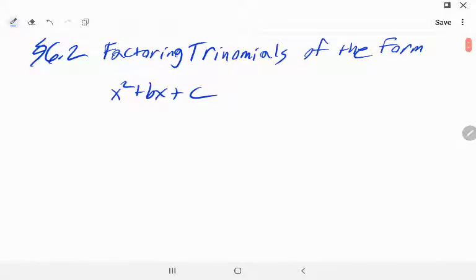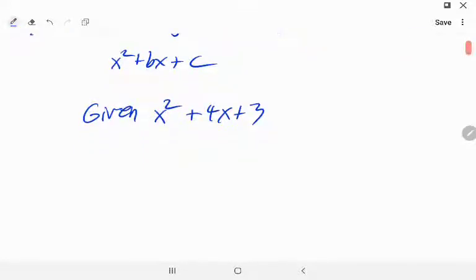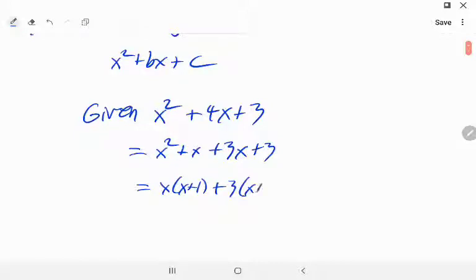What we end up noticing is that if we had given x squared plus 4x plus 3, we could break that up as x squared plus x plus 3x plus 3. We could factor that by grouping. We get x times the quantity x plus 1 plus 3 times the quantity x plus 1, and that gives us the quantity x plus 3 times the quantity x plus 1.